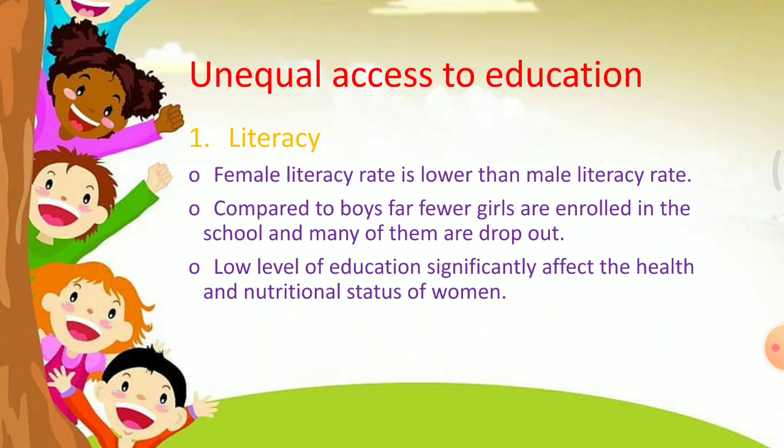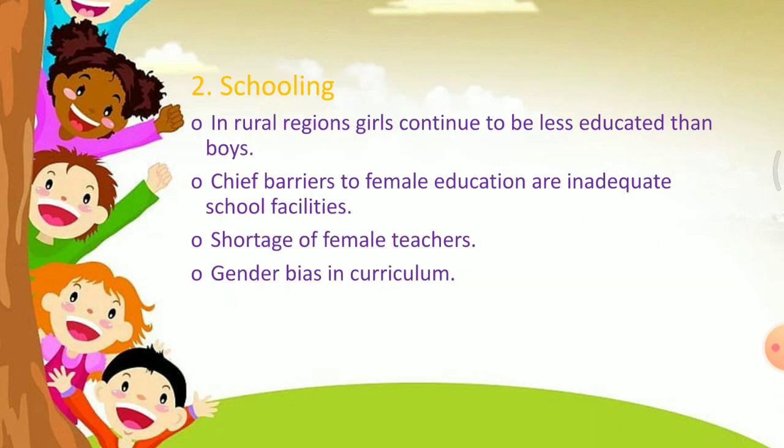Unequal access to education. It may contain literacy. The female literacy rate is lower than the male literacy rate. Compared to boys, far fewer girls are enrolled in school and many of them drop out. A low level of education significantly affects the health and nutritional status of women.